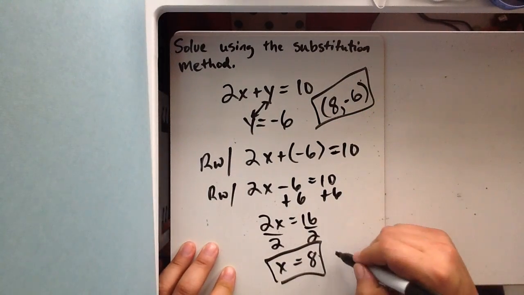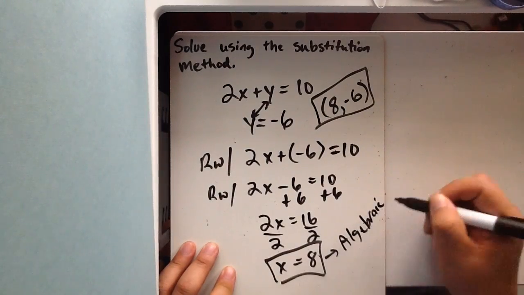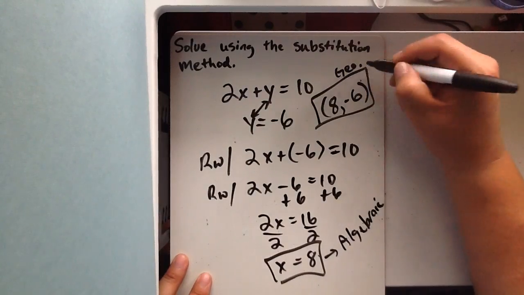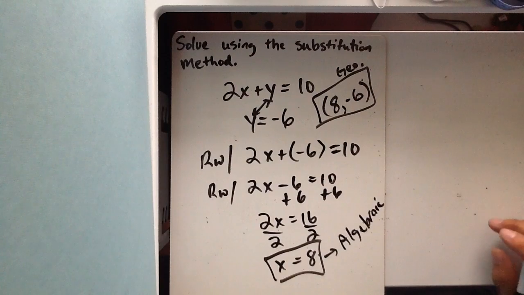Algebraic, and this would be geometric, and I'm just going to abbreviate. Okay? So, let's do one more example that looks slightly more complicated.